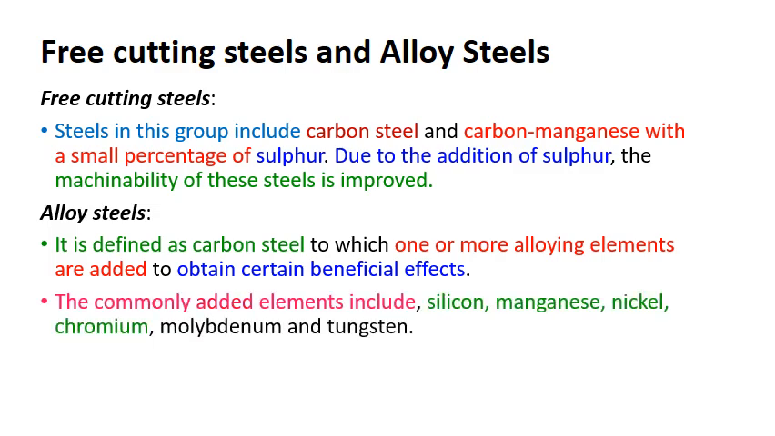Usually we add these elements: silicon, manganese, nickel, chromium, molybdenum and tungsten. See, suppose if you want your alloy steel to withstand very high temperature, we will add silicon, nickel and manganese. If you want your alloy steel to be corrosion resistant, we add chromium and nickel. If you want your alloy steel to be very hard, we add molybdenum, tungsten and silicon. Okay, so depending on the requirement of the material property, we add different alloying elements in different percentages.